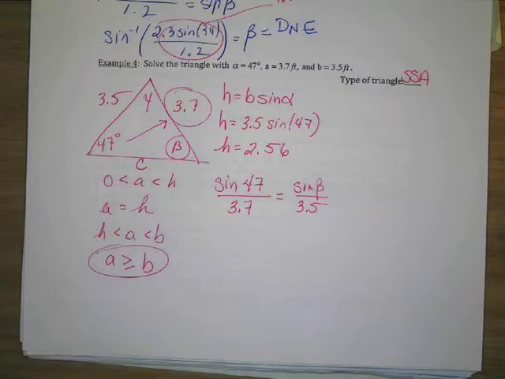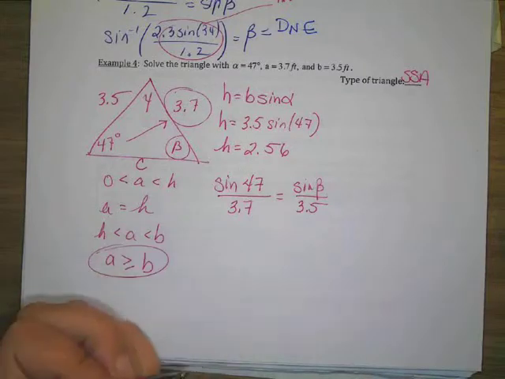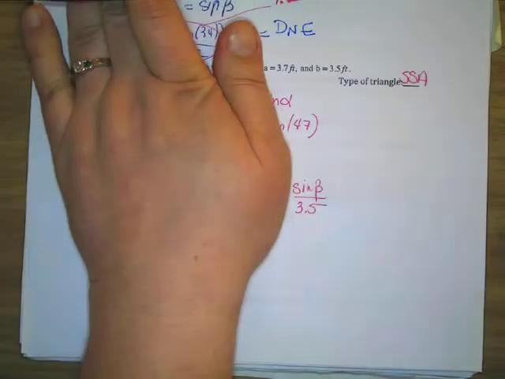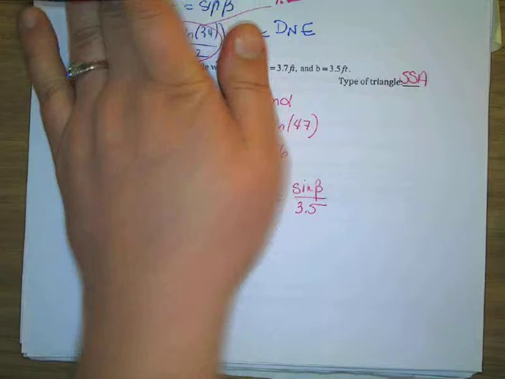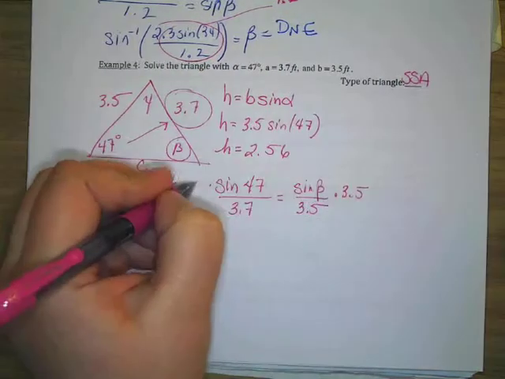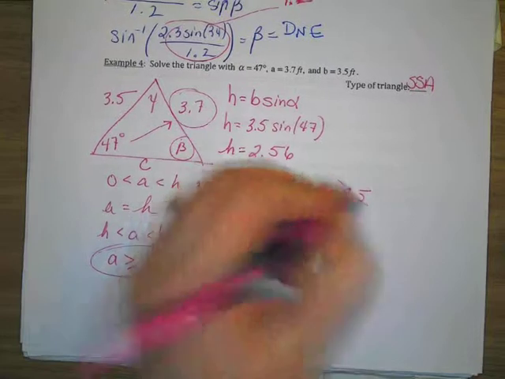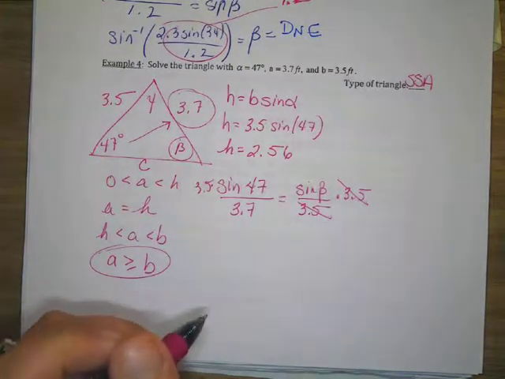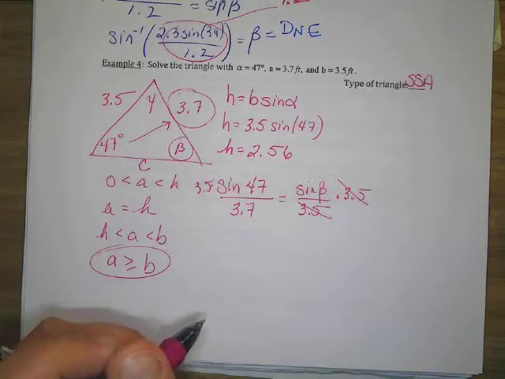So we need to find beta. How are we going to find beta? If you look here, we need to get things away from beta. We're dividing by 3.5, so what are we going to do? Multiply. You can do cross multiply or divide. It totally works. This just saves you one step, which I'm all about saving steps. Now, we need to get beta by itself. So how are we going to get beta by itself? Inverse sine.